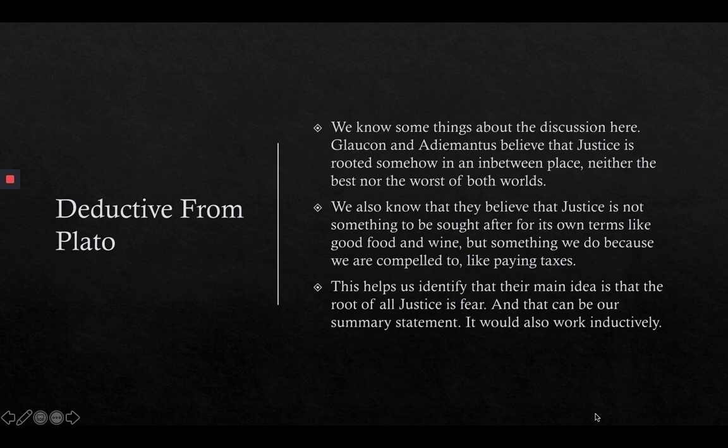I don't know if that would have been true in ancient Greece. It's certainly true in today's terms, so we can all get that really nobody likes paying their taxes, but we all should be paying taxes to the state because it's good for the state to get that money. This helps us identify that their main idea is that the root of all justice is fear, because we can actually see it in the statements in the beginning parts, which I'll show you here in a minute. They literally say that what we fear the most is that somebody can hurt us and we can't hurt them back, that we have no recourse. So if we were going with a deductive route, those specific placements of that language would help us to discern their main idea.